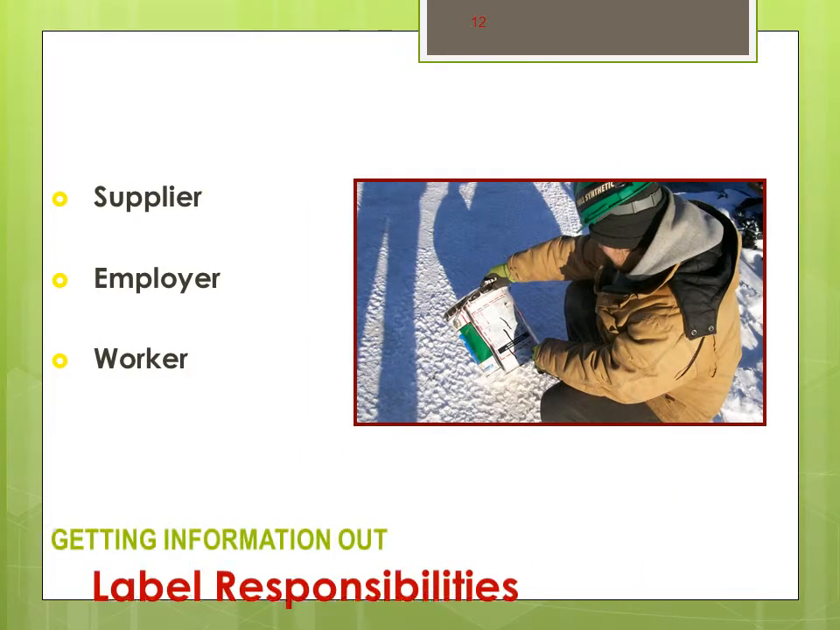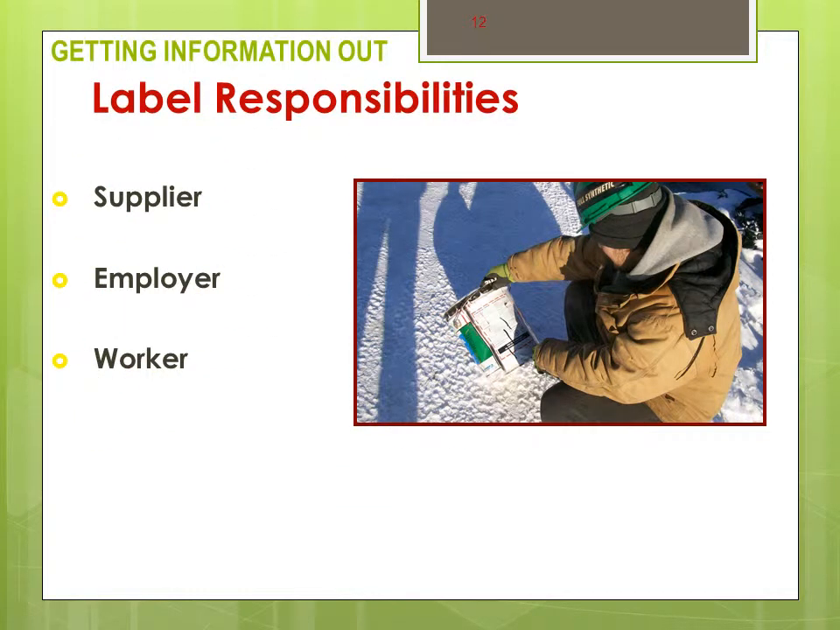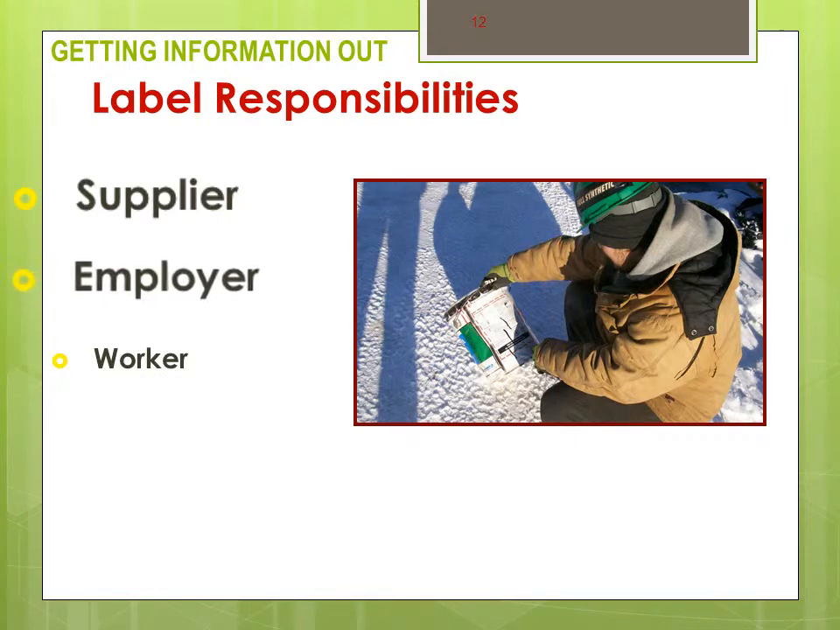The supplier must apply a WHMIS label to their containers and update them if new information becomes available. The employer shall ensure that products have their supplier labels and are to create workplace labels when necessary. And it is the responsibility of the worker to follow all directives on the labels and to notify the employer if labels are missing or unreadable.